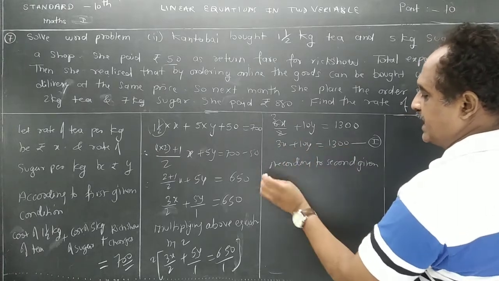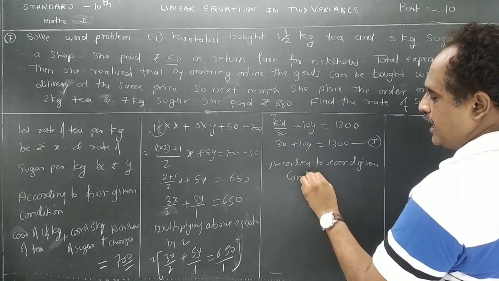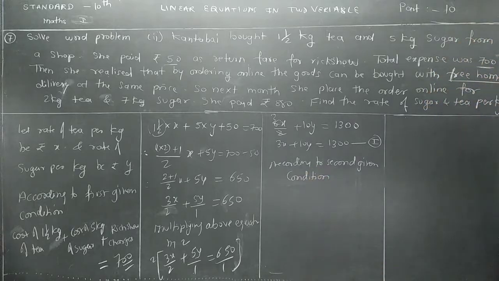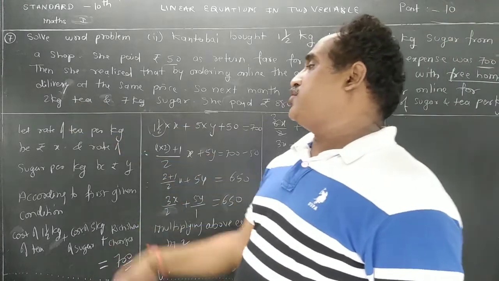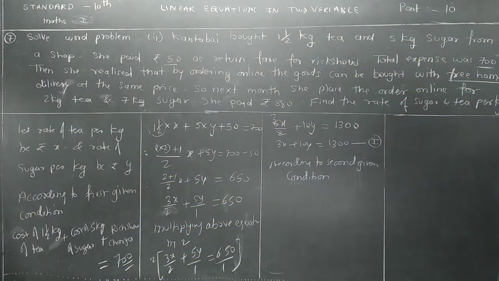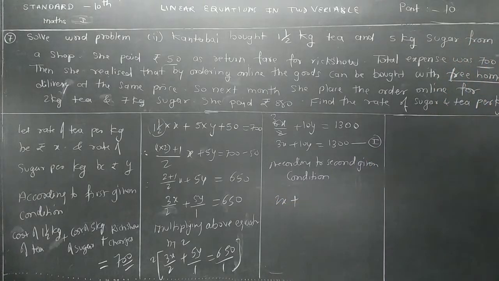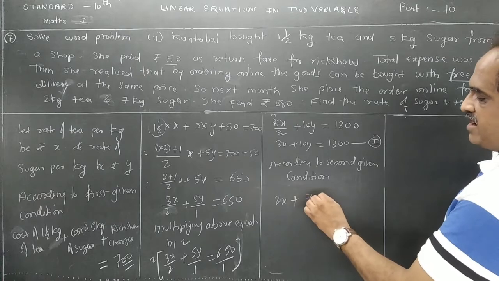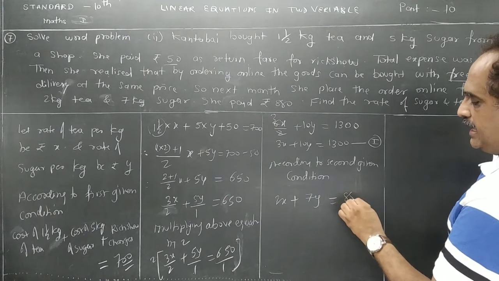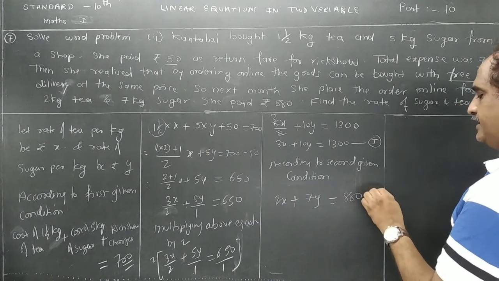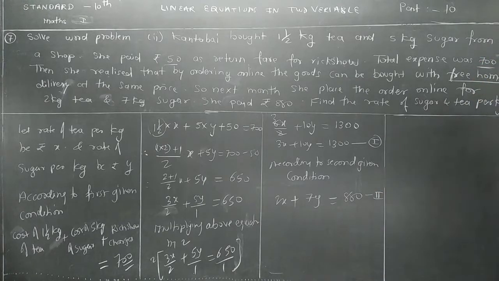According to the second given condition, they order online with no charges for home delivery. It is free home delivery. But how much does she order now? 2 kg of sugar. So 2 will multiply by x. So we just write directly 2x plus 7 kg of sugar with 7y, and it costs us 880 rupees. This is equation number 2.